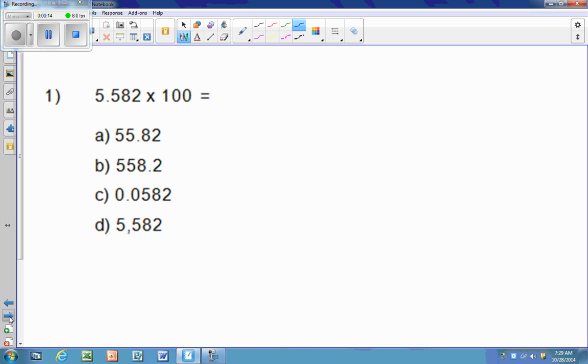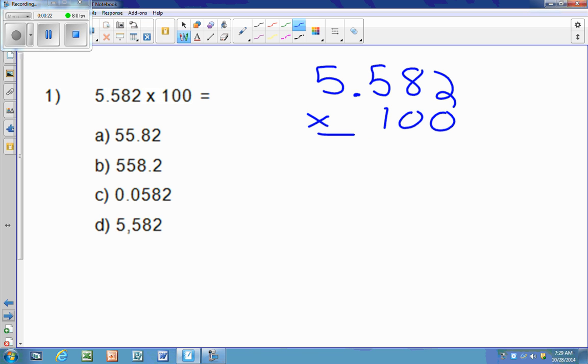You could set it up using the standard algorithm, which is like this. But that's a lot of work. There's no need to do that work. So what I can do is just ask myself that when I multiply, which way do I move the decimal? I move the decimal to the right to make my number larger. And because there's two zeros in 100, I move the decimal 2 spots to the right. So I jump 1, 2.